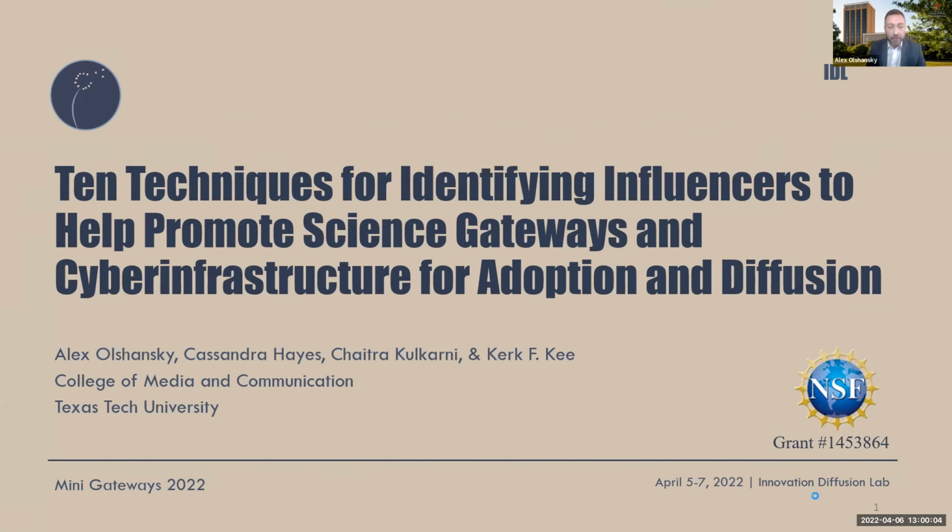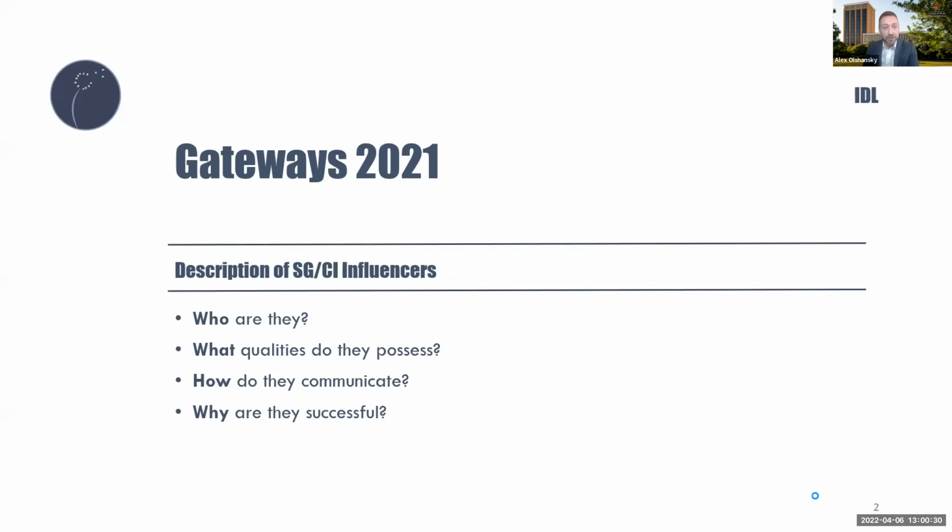Okay, hi everyone. It's a pleasure to be speaking with you all today. My name again is Alex Olshansky. I'll be presenting this work on behalf of my colleagues, Dr. Cassandra Hayes, Chaitra Kulkarni, and Dr. Kurt Key. We come from the College of Media and Communication at Texas Tech University. And again, the title of our talk today is 10 techniques for identifying influencers to help promote science gateways and cyber infrastructure for adoption and diffusion.